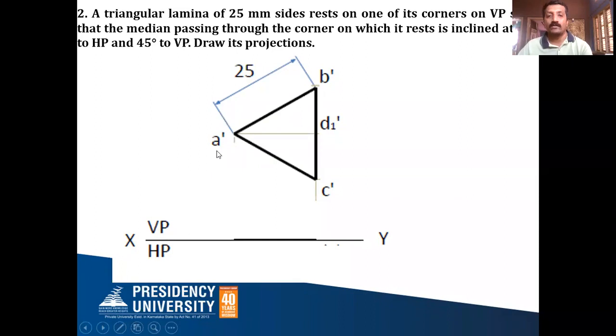How to do that? You draw a horizontal line from this A dash corner. Wherever it meets the B dash and C dash edge, you call that one more point, just for the construction work. So that is D1 dash, and A dash D1 dash is my median line which is passing through the corner. So this is the construction work I have done. So I have completed the true shape diagram in the front view.